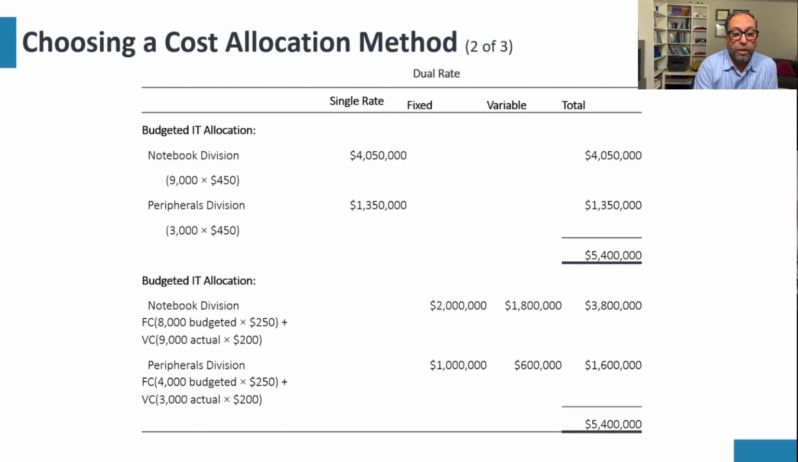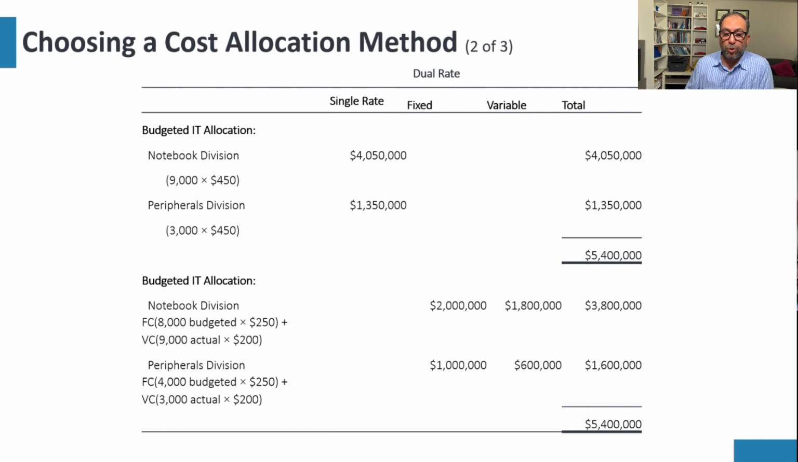In this way, the total cost of the IT department is distributed towards the notebook division and the peripheral division. So the notebook division is getting 3.8 million. And for the peripheral division, 4,000 budgeted multiplied by 250, that's a fixed 1 million. Variable cost 3,000 multiplied by 200, so 600 thousand. So we get it this way. As I mentioned, the bottom line is not changing.